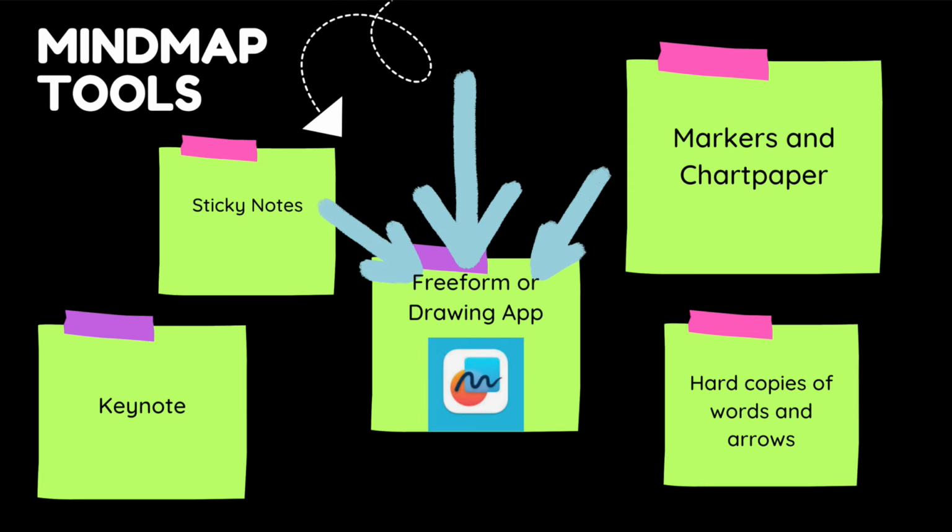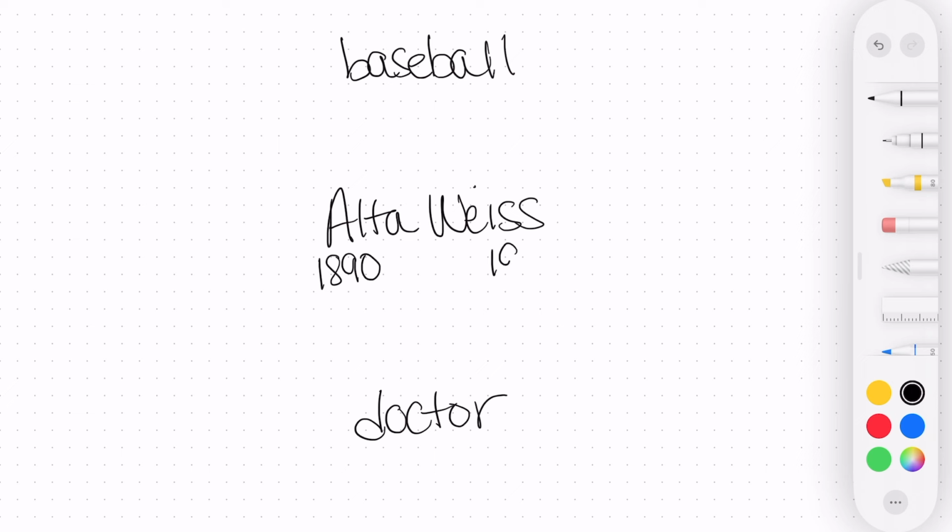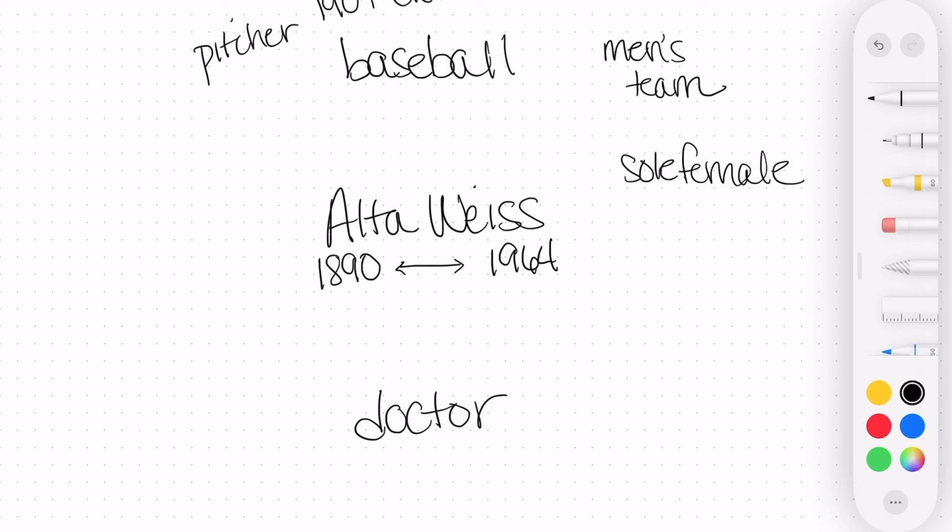The tool I used for making this example video is Freeform, which is an app on the iPad. To begin my mind map, I put Alta's name in the center of my page. She is the main topic that this reading was about. And from there, I looked at the list of words provided to me and I organized them around her name in a way that made sense to my brain. There isn't a right or wrong to this process.